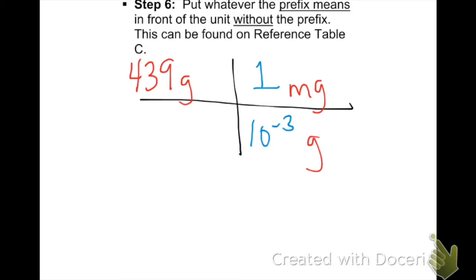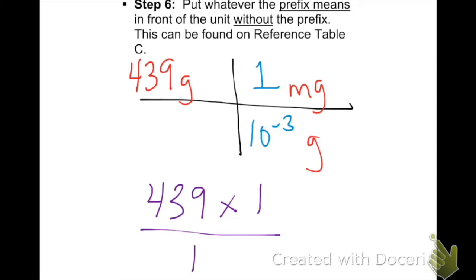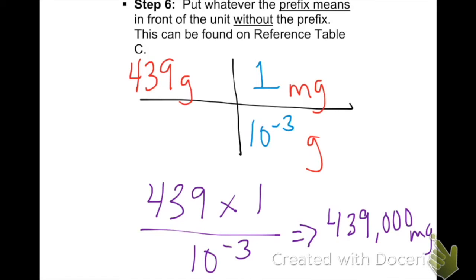And here's what I mean by that. Multiply 439 times 1, and you're going to divide by the stuff on the bottom. And we're going to come out with our answer of 439,000 milligrams. Now the question you want to ask yourself is, does that make sense?